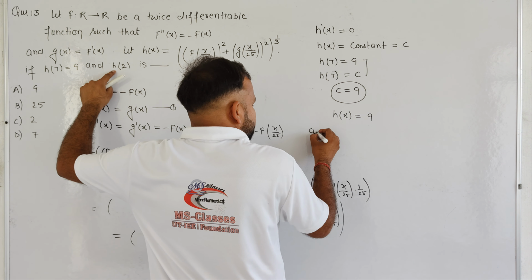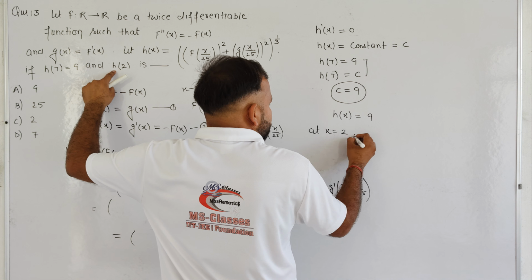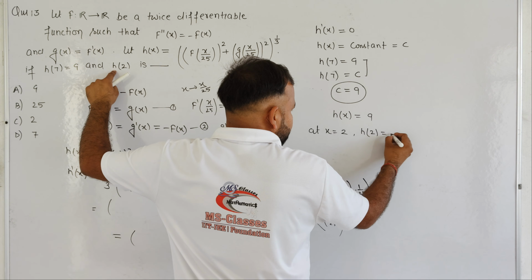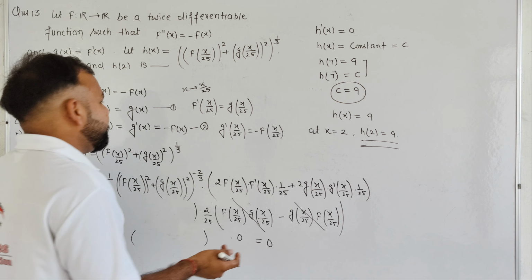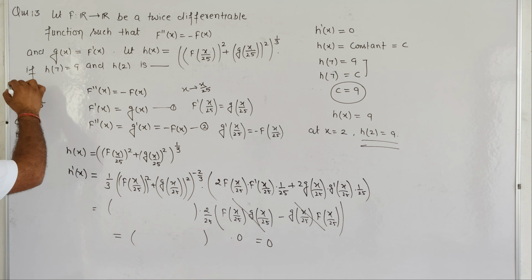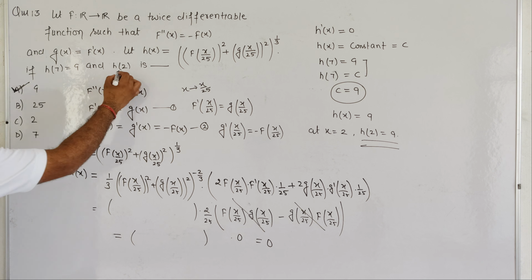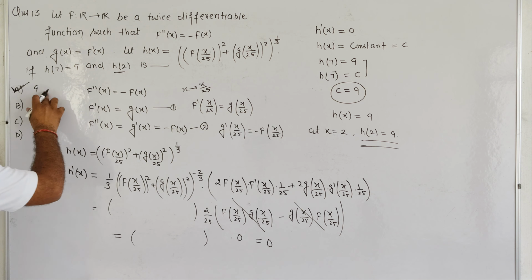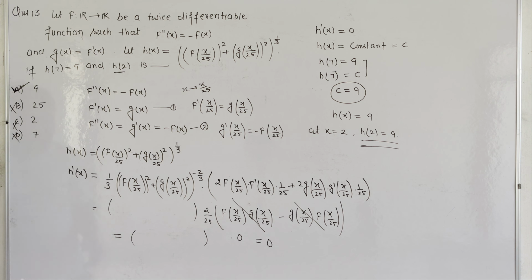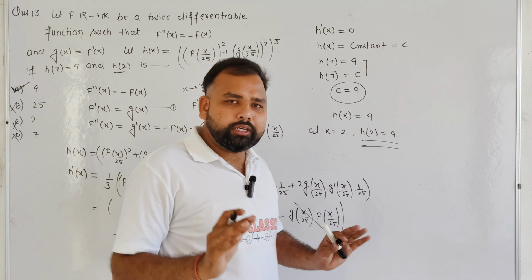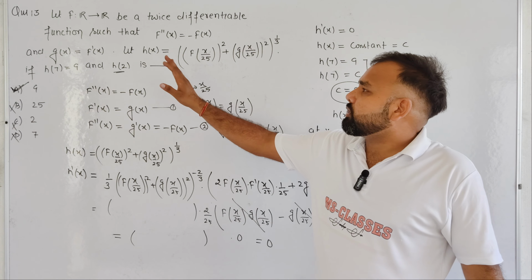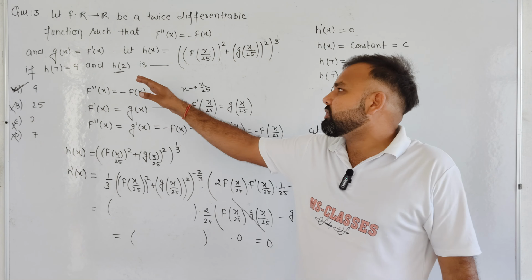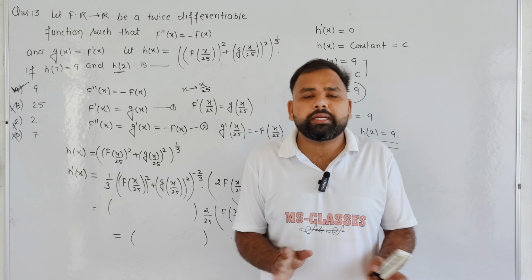We want to find the value at x equals 2. So h of 2 will become 9. That is our final value. So we can say that, student, our option A is correct, h of 2 basically is 9, and the remaining options are incorrect. I think, student, you understood it very well. This is a really nice question, and question 13 is complete.